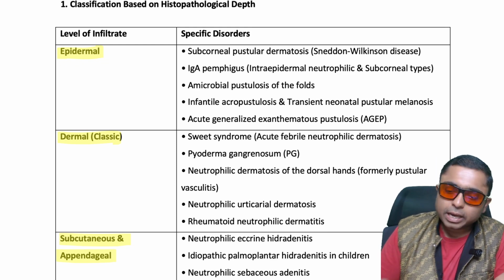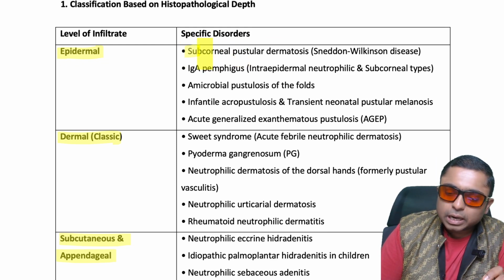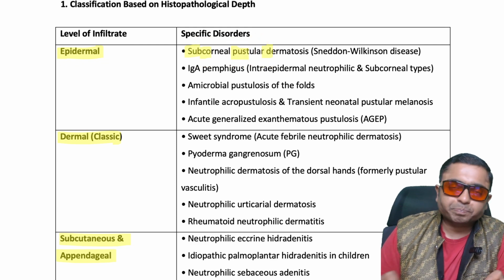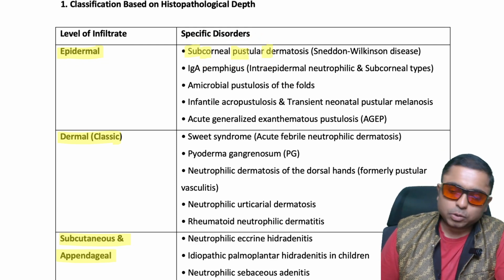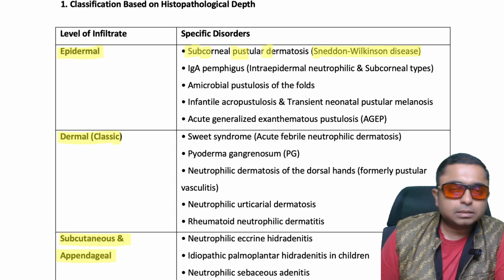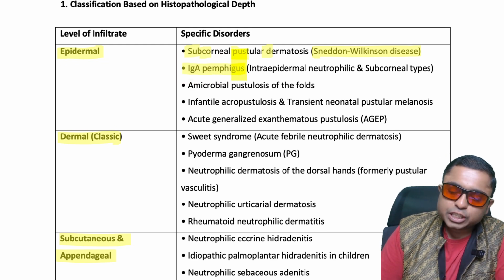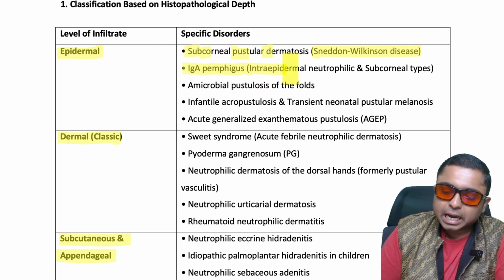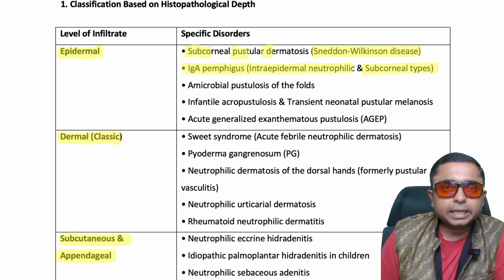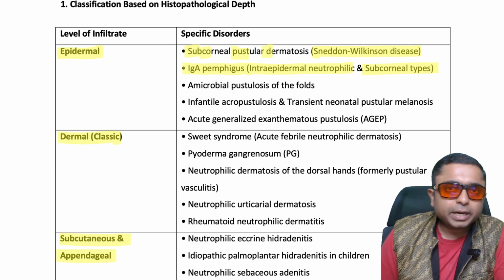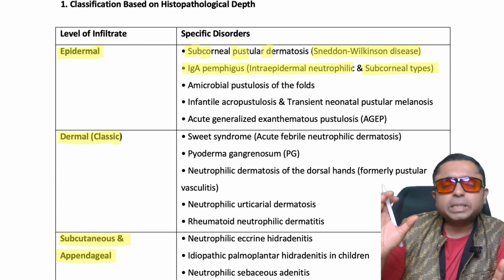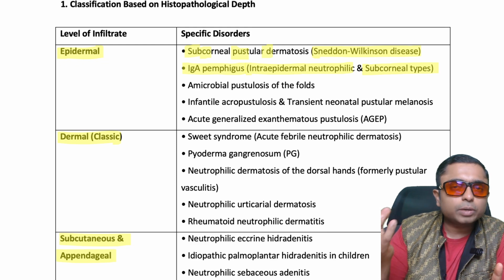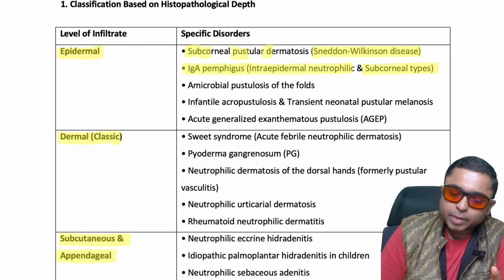Okay, so the first one is called SCPD in short, subcorneal pustular dermatosis. It's also called Sneddon-Wilkinson's disease, right? And we have IgA pemphigus, and the intraepidermal neutrophilic and subcorneal types, which belong to this epidermal variety of neutrophilic dermatosis. So basically in these conditions, neutrophils are going to be present predominantly in the epidermis.